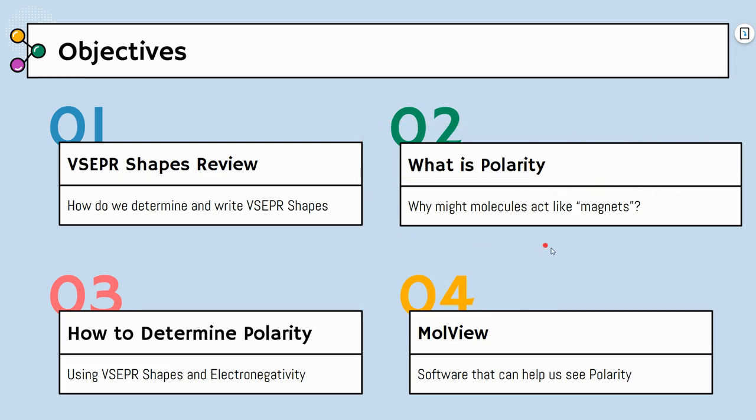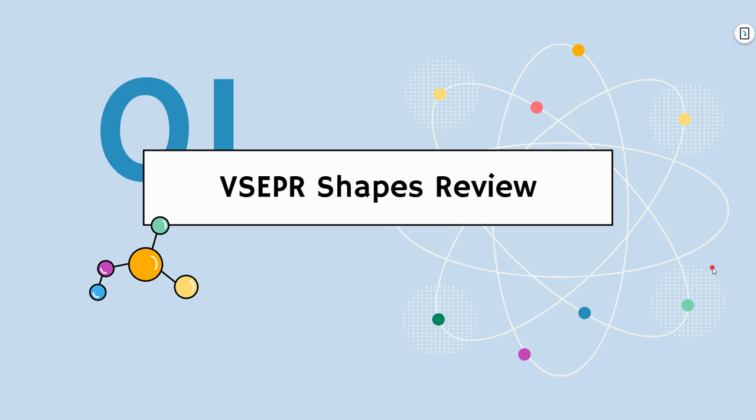This is really talking about why molecules act sort of like magnets in some situations. We'll figure out how to determine polarity using both VSEPR shapes and electronegativity. And finally, I'll show you how to use a software called MoleView that can help us see the polarity of an element or a molecule.